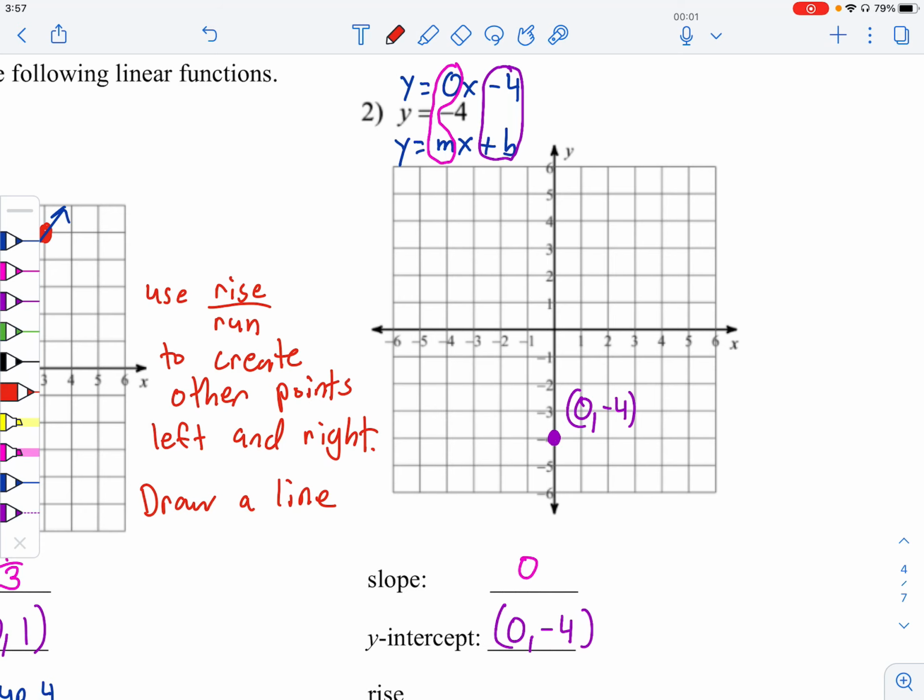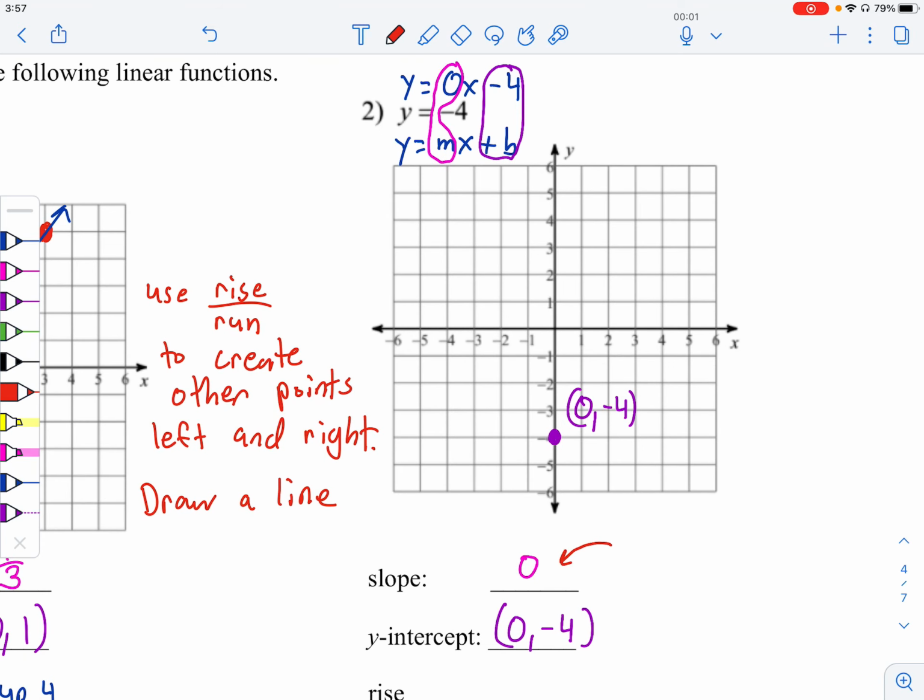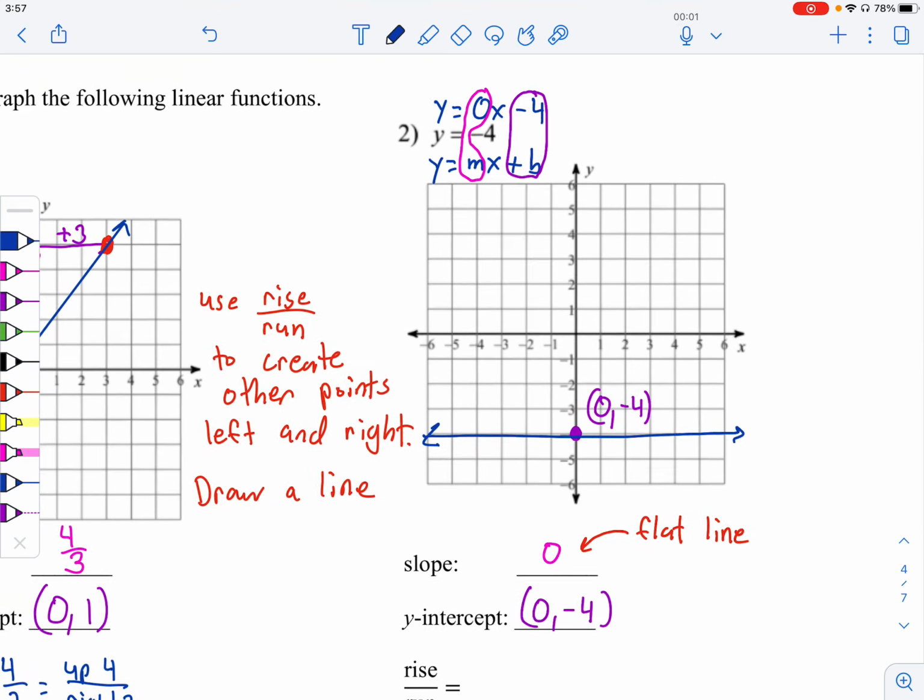So 0 slope is, right, a flat line, because it's a 0 slope. So flat line, like flat ground, right there. That's our line, right across. So flat line, slope is 0.